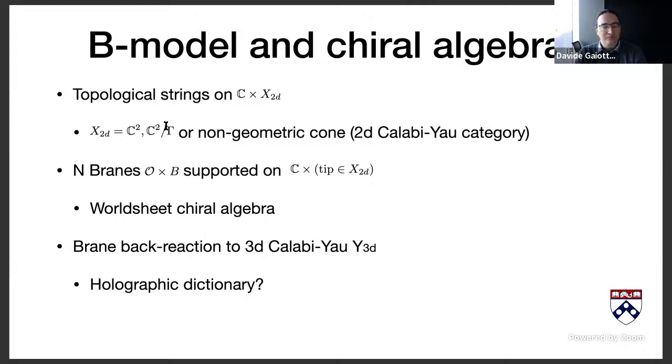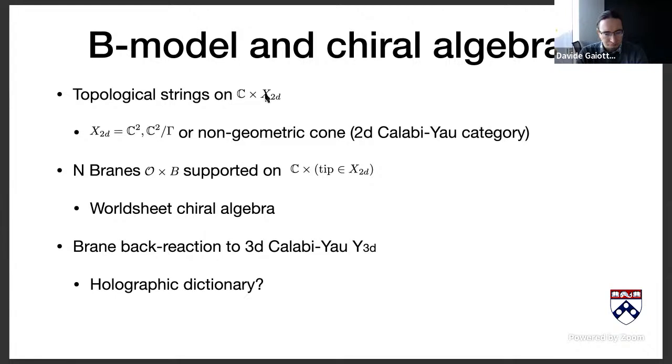In this setting, we take branes that wrap the whole of C and sit at a point in X. Typically, this would be the tip of X, if X is a cone, but sometimes you might want to move them away from the tip. And because the B model is a holomorphic theory in target space, the worksheet theory of these D-branes is naturally a chiral theory in two dimensions, which is a chiral algebra. So for every choice of this internal space X, you're going to get some specific worldvolume theory, which is a vertex algebra.